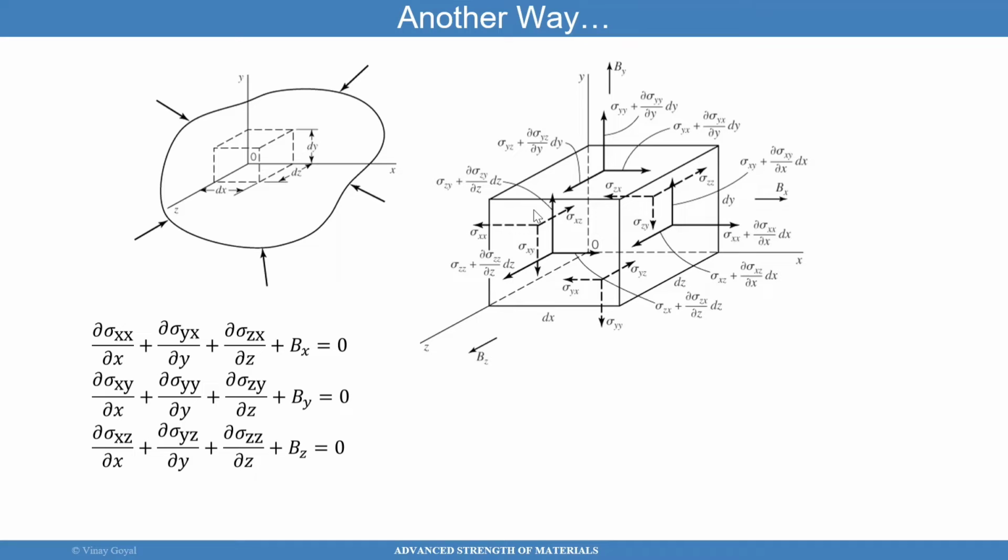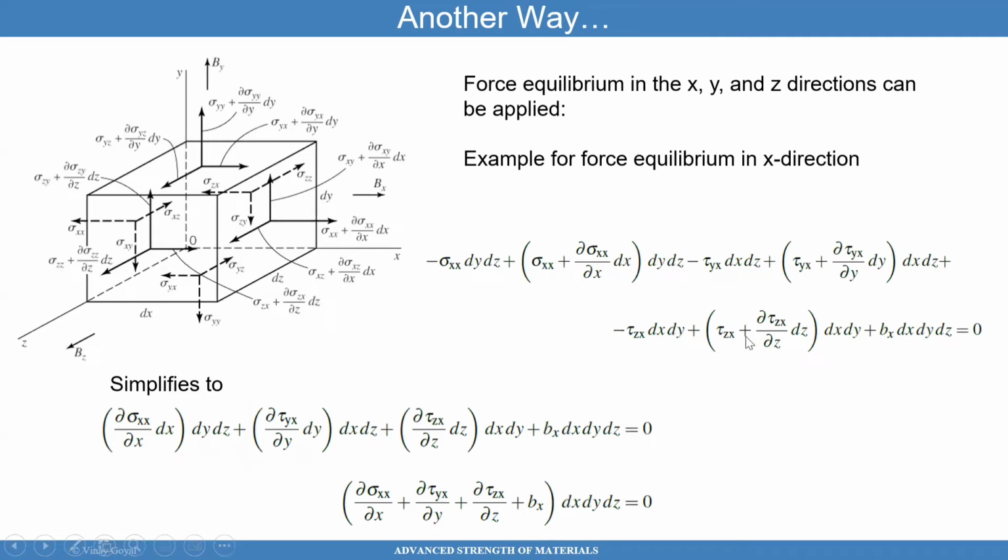This differential volume contains the same approach of adding a small amount of sigma on the other face, from the bottom to the top, from the left to the right, and from the back side to the front. And I'm going to sum forces in the x direction only. So if I do force equilibrium in the x, y, and z directions, then let's look at the x direction alone.